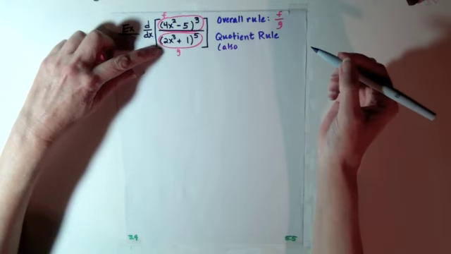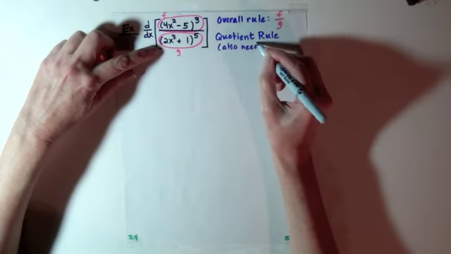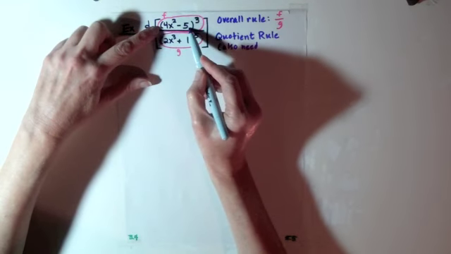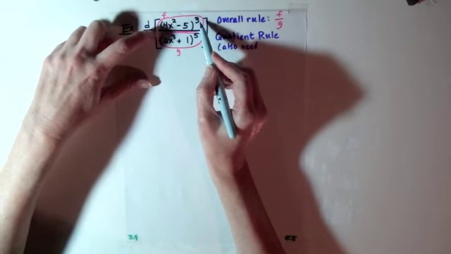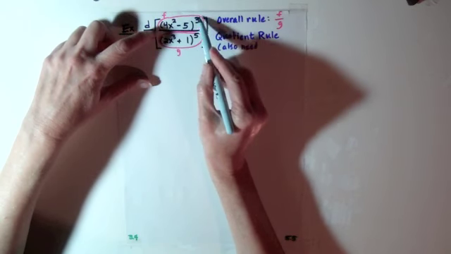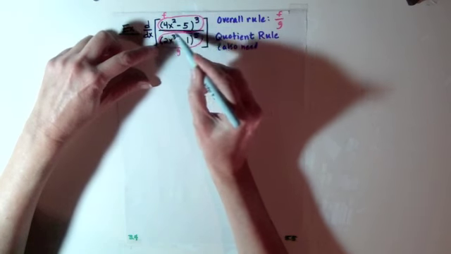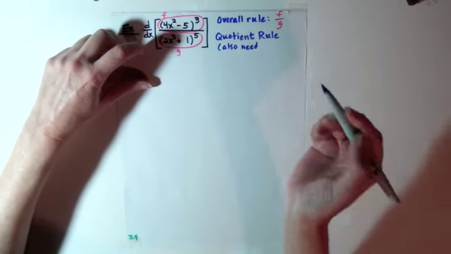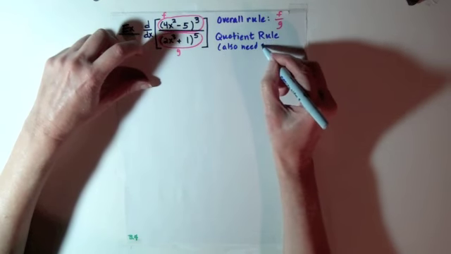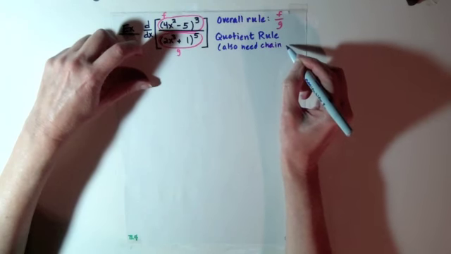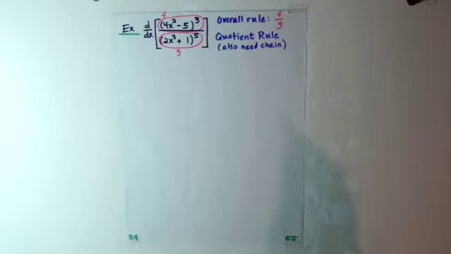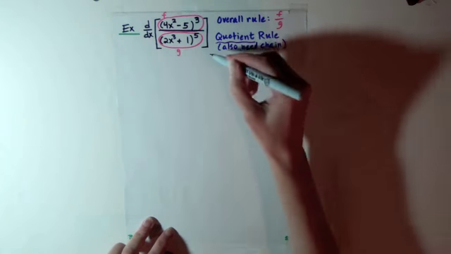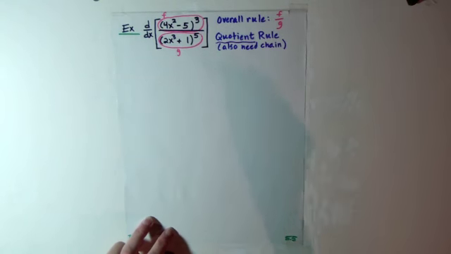Later on down the line, to take the derivative of the top, I can see it's a composition. There's an inner function, 4x squared minus 5, all raised to the third power. So I will need the chain rule to find the derivative of the top. And in the bottom, I will also need the chain rule. I have an inner function, 2x cubed plus 1, all raised to the fifth power. In fact, I'll need it more than once, because the derivative of the top and the derivative of the bottom will both come up in the quotient rule, and each will need the chain rule.